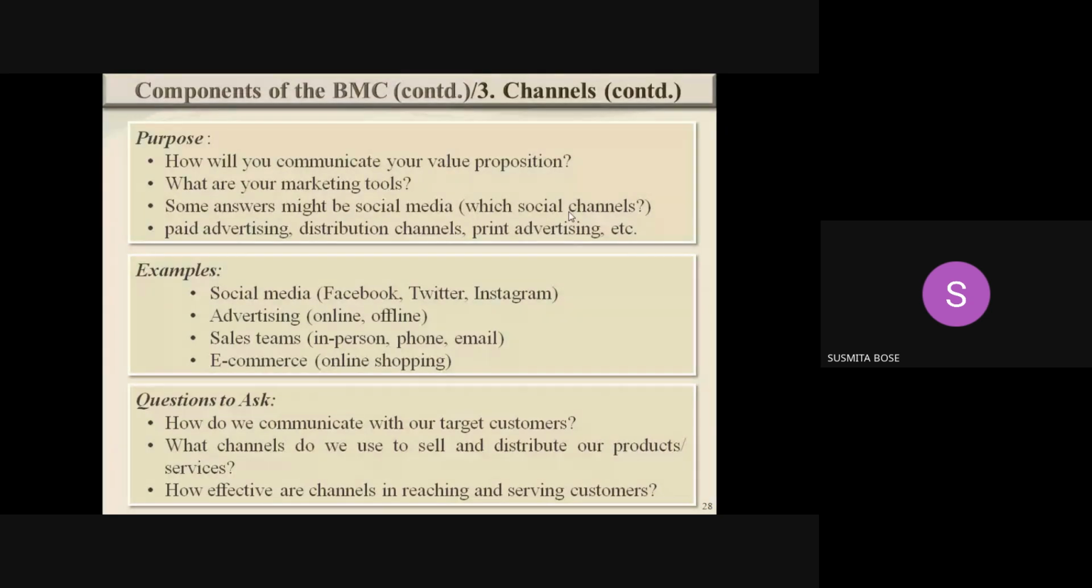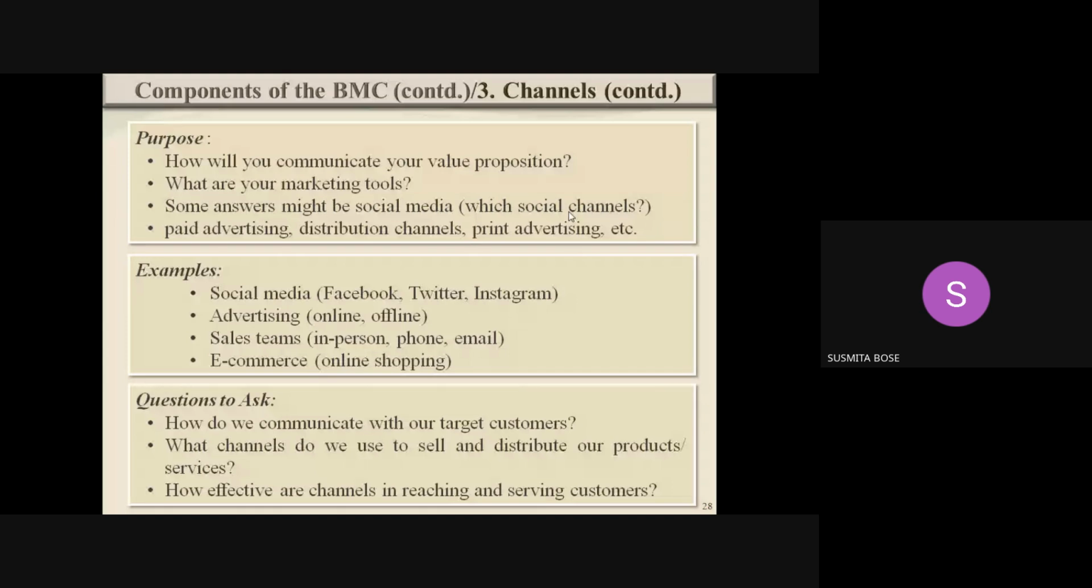How will you communicate your value proposition? What are the marketing tools? You have to do the sales and marketing of your product. Otherwise, how will the customer know that you have made a product, you are launching a product in the market? What are your marketing tools? Some answers might be social media. If it is social media, which social media? It can be paid advertising, distribution channel, or print advertising also.